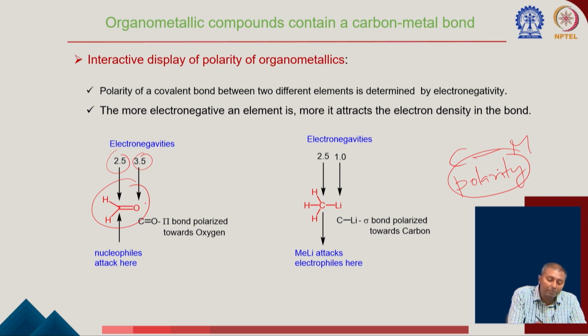Because oxygen is more electronegative, what is going to happen? It is going to pull the electron density towards oxygen. So you will see there will be some sort of a delta plus charge on the carbon and delta minus on the oxygen. Now if you come to an organometallic compound like organolithium, or any type of carbon with a metal.